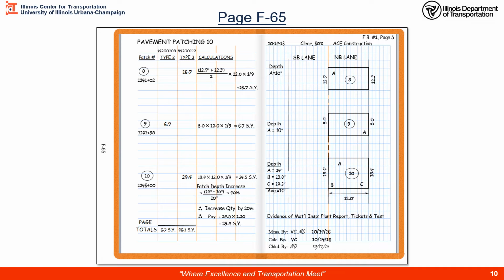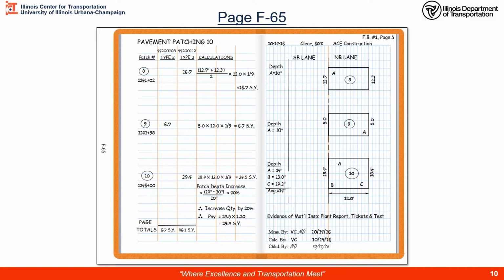We get to patch number 10. We get our dimensions, that's great, but our first depth check is 14 inches. What was our plan? 10 inches. That seems quite a bit different. So we took a couple more depth checks. Here we got 13.8 and 14.2. We are allowed to take an average of all depth checks that are recorded. Our average was 14 inches. That's pretty different than 10.